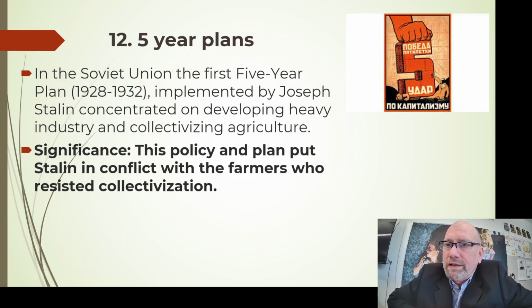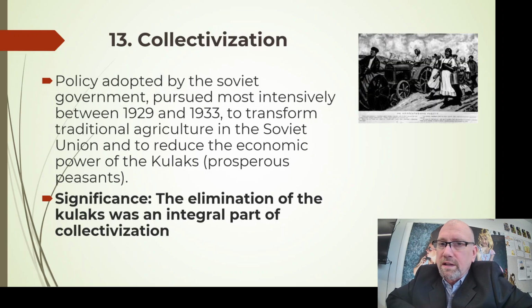Okay, five-year plans. This is term number 12. In the Soviet Union, the first five-year plan implemented by Joseph Stalin concentrated on developing heavy industry and collectivizing agriculture. Significance: this policy and plan put Stalin in conflict with the farmers who resisted collectivization, and this especially happened in Ukraine, where there was the Holodomor.